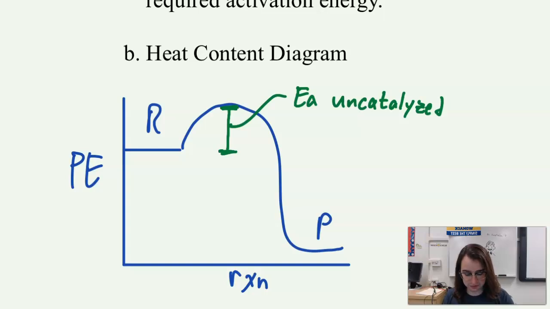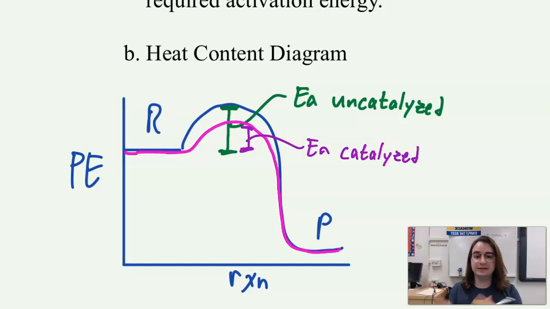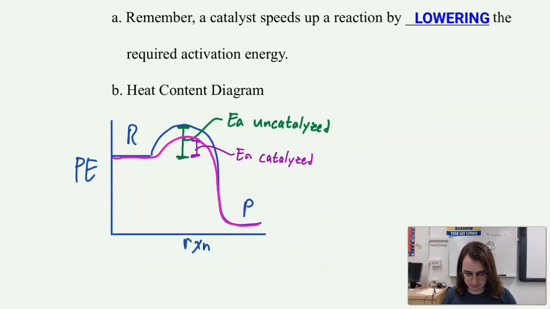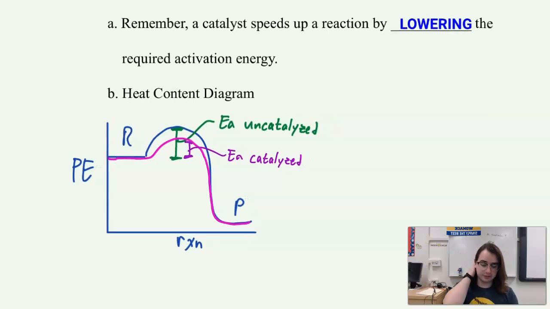If we were to draw a catalyzed reaction, we would have a very similar line, but we would notice that the reaction has a much smaller activation energy, right? And this would be the activation energy if it was catalyzed. Just like we saw before. So again, what it's doing is it's reducing that required amount of energy, which speeds up the overall reaction. Let's see if we can compare this to our heat content diagram and kinetic energy distribution curve.